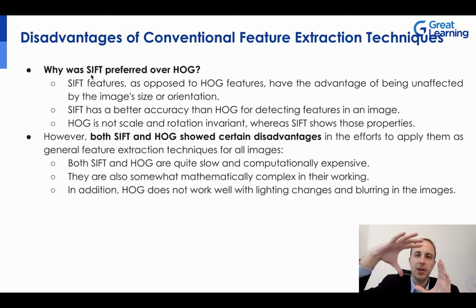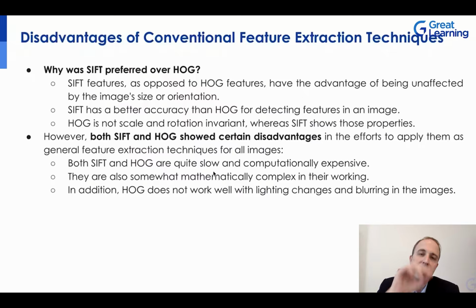SIFT can compare images. It can understand that two images are the same, even if one of them has been rotated and the other one has not. And so that's why SIFT potentially can have better accuracy than HOG. But both SIFT and HOG have some disadvantages, and they're described here. Well, they're pretty slow. You have to calculate gradients for every single little part of an image. That can take a lot of computation power. They're a little bit complex mathematically, and HOG has some problems where if there's blurring or lighting changes, HOG doesn't work so well.